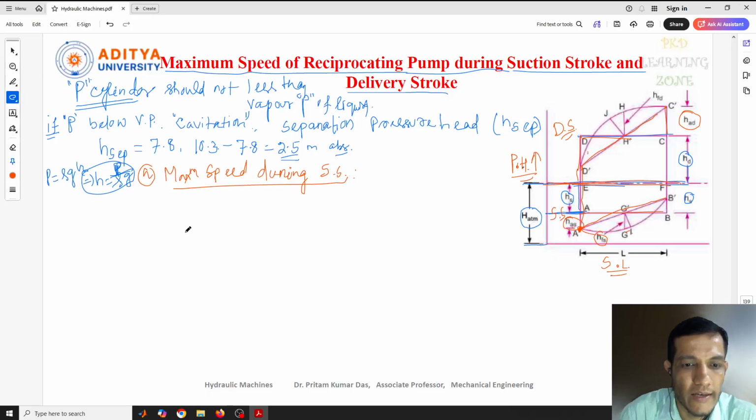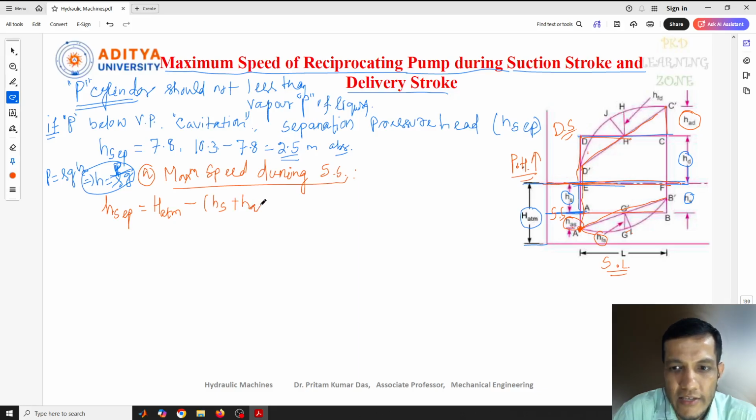Okay, so what I can say, H separation we can write here. What is the H atm, that means the atmospheric pressure, and this minus HS, the suction head, plus HAS. Suppose I consider this one or below this one also, the separation can be taken at any place. For this condition, we have considered the absolute pressure head in the cylinder at the beginning of the stroke, which will be equal to the separation pressure head.